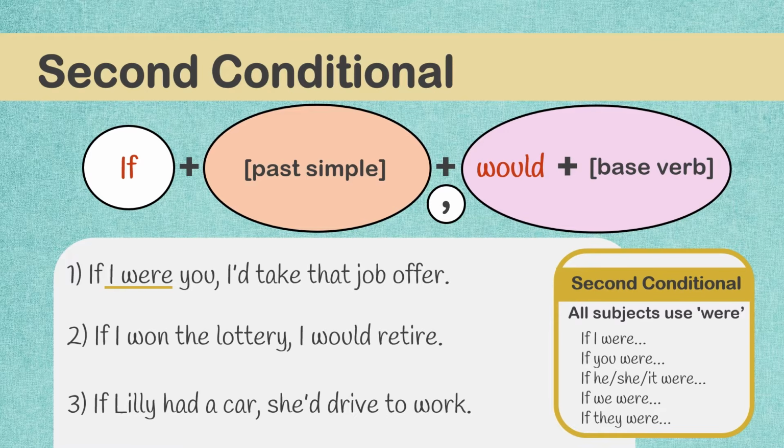As you can see, were is used even with the subjects I or he, she, and it, where we would normally use was in other situations. This structure expresses unreal or hypothetical conditions. This is called the subjunctive mood. In informal speech, you might sometimes hear people say was instead of were. However, using were is grammatically accurate and helps to clearly show that the situation is imaginary.